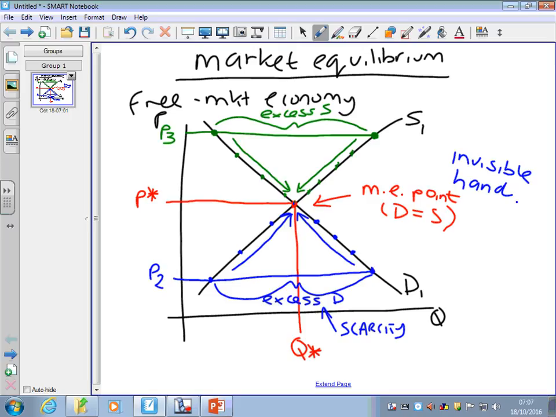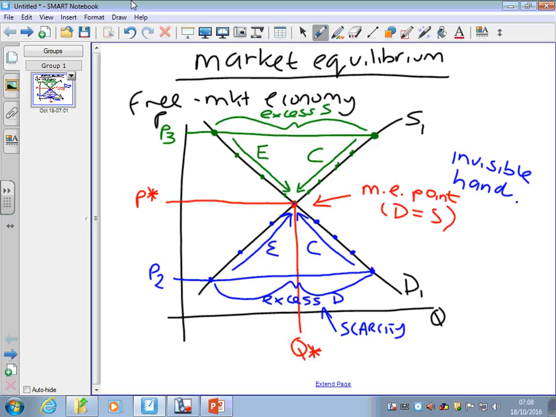So when you think about it then, when you're at P3, prices are too high, we need the price to fall, so we get that extension in demand. We need the price to fall, so you get that contraction in supply. When you've got excess demand, you want the price to increase to clear the market. So we get this extension in supply, and we get this contraction in demand.